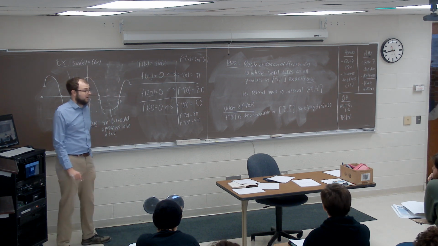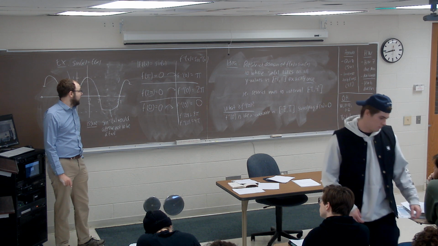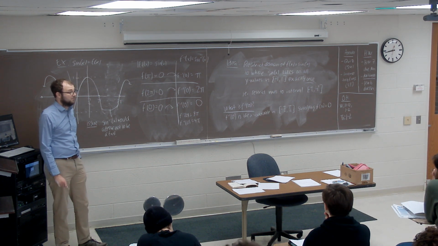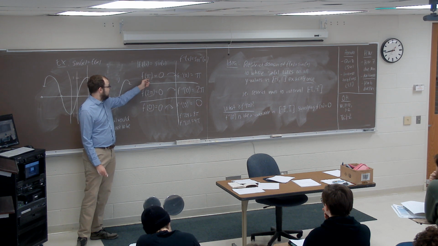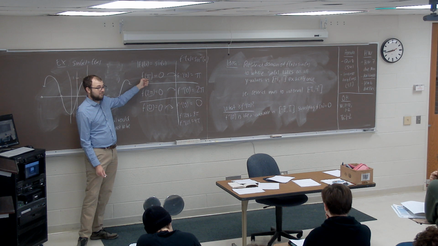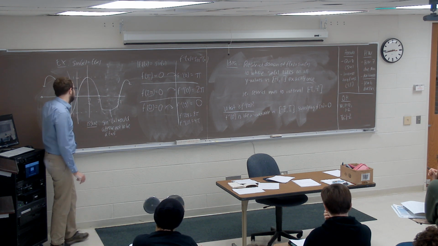Pi, 2 pi, or 0? 2 pi. Is 2 pi in between negative pi over 2 and pi over 2? It is not, no. Pi. Is pi between negative pi over 2 and pi over 2? It's between pi over 2 and 3 pi over 2.